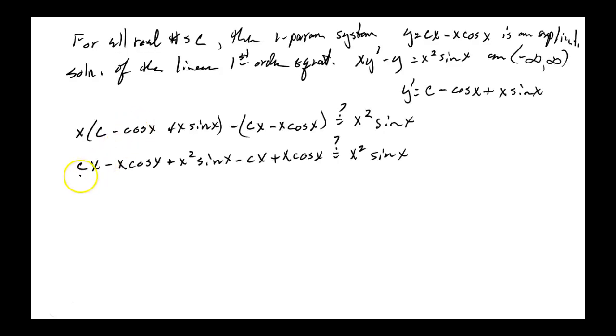Okay, well here we have cx minus cx, those add to 0. Here we have x cosine x minus x cosine x plus x cosine x, they add to 0, and sure enough, x squared sine x is equal to x squared sine x.